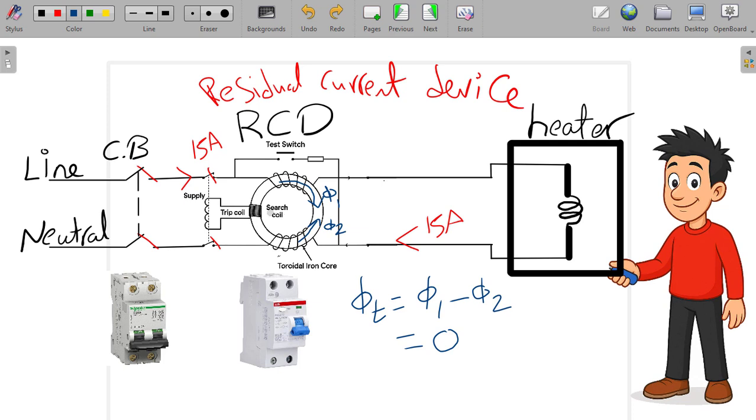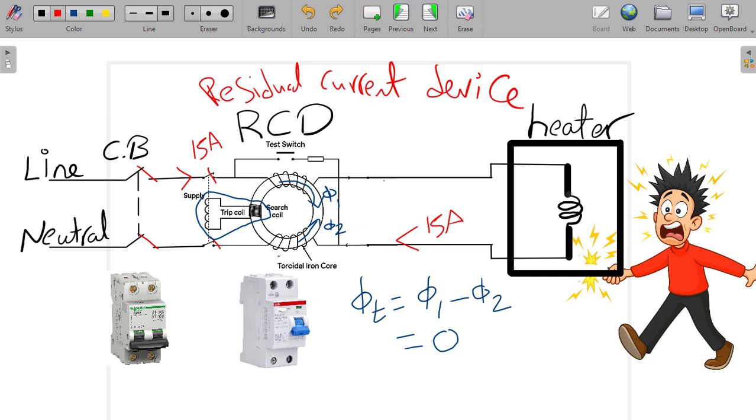And as you can see here, we have a tripping coil. This tripping coil is activated when we have a phi total value. If it's 0, there will not be an activation for this tripping coil. But if phi total has a value, it will send a signal to trip this circuit breaker. Let's see now our example.